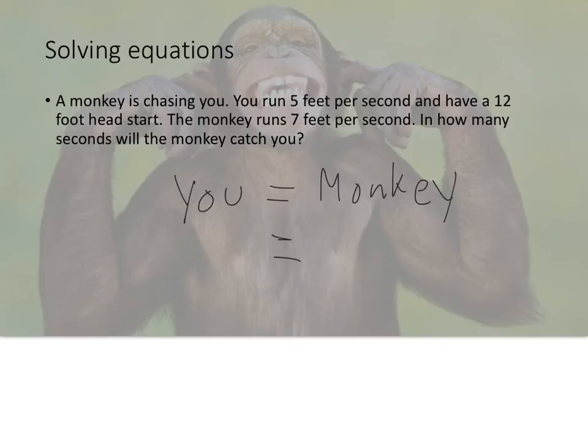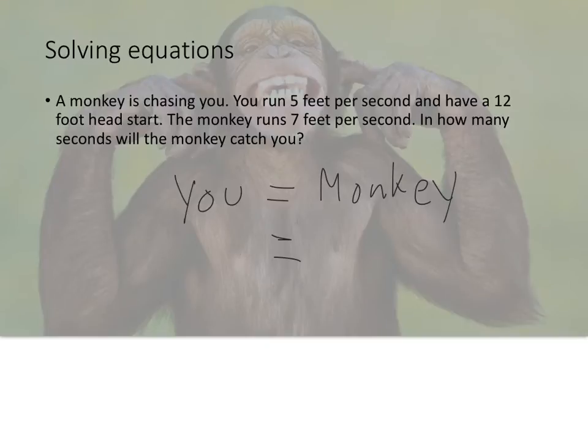So let's look at what you have. You run 5 feet per second and have a 12-foot head start. The monkey runs 7 feet per second. So in how many seconds will the monkey catch you? Think about the problem. What are we trying to solve for? We'll call it X. Yes, we're trying to solve for seconds. If you said seconds, congratulations.